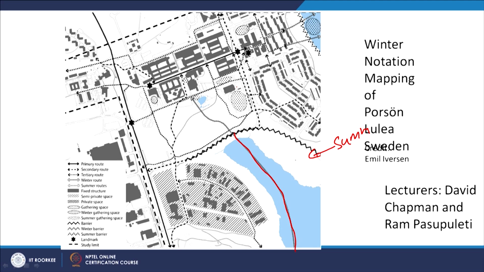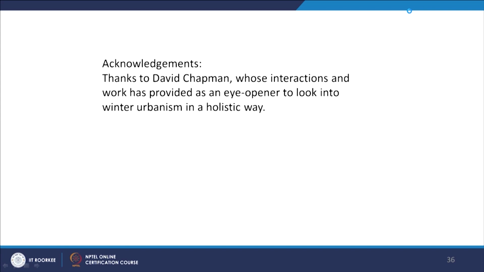Similarly, you can see certain seasonal gathering spaces and how the landmarks are, and here again is a seasonal winter gathering space. So this is how we started working on understanding these winter urban spaces. This is a very starting point, and I would say very little work has been done in winter urbanism.